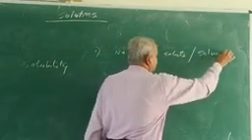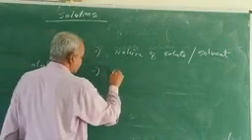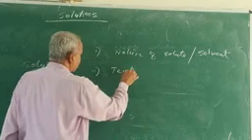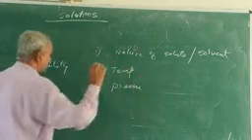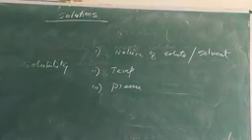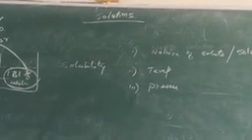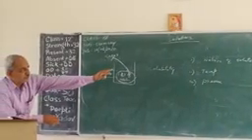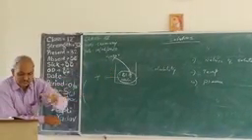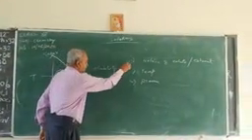Second one is temperature, and third one is pressure. So the solubility of solute is dependent upon 3 factors: nature of solute and solvent, temperature and pressure. The first one is nature of solute and solvent. A very simple formula is that. I am not going to elaborate on this one.